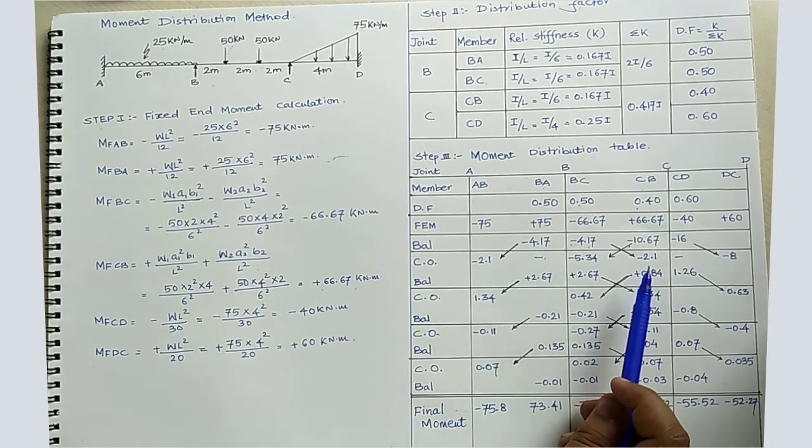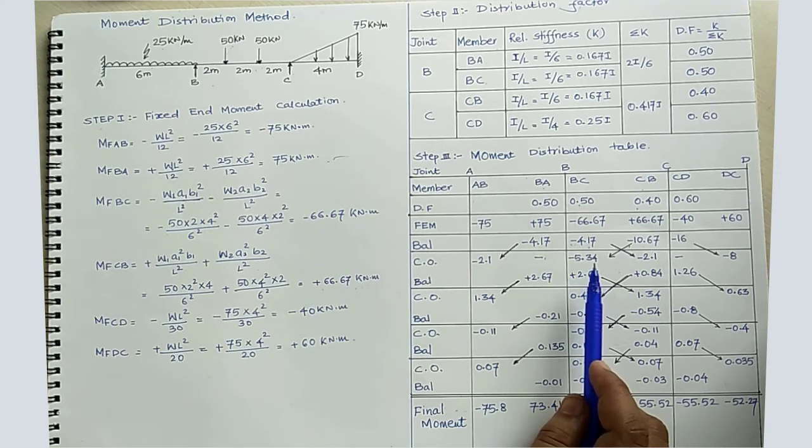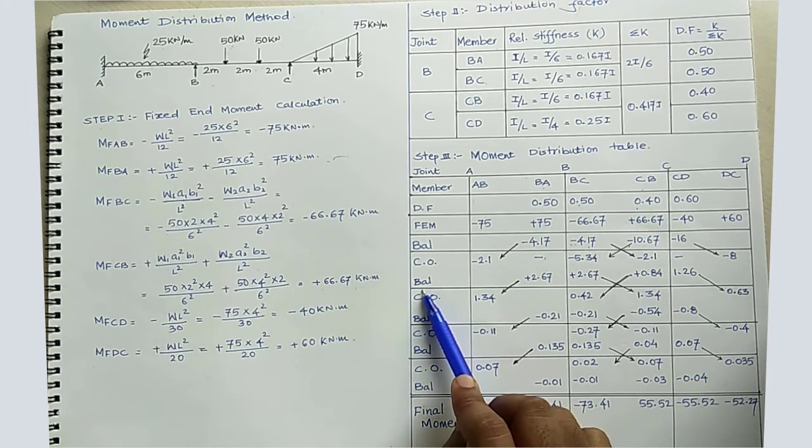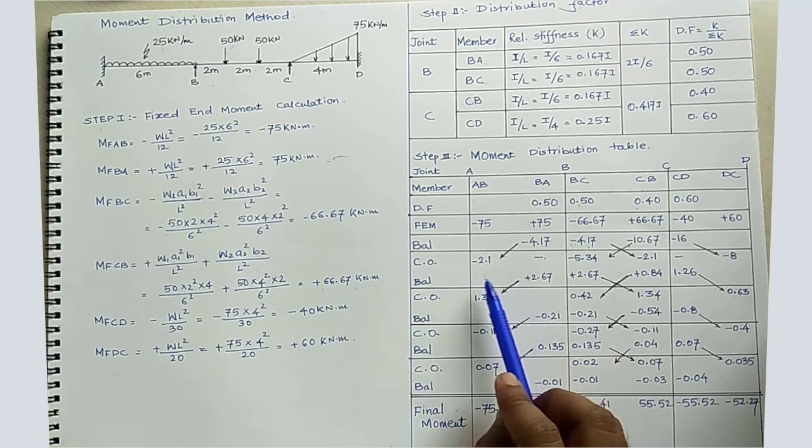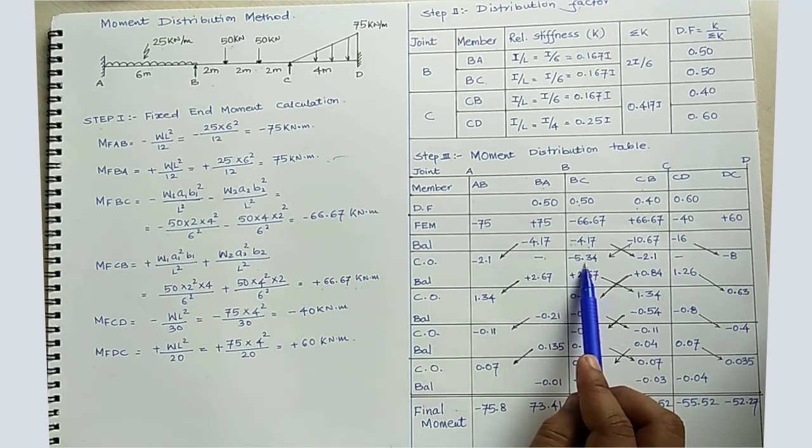Now due to this carryover, an additional moment came into the picture, due to which these joints again become unbalanced. So this additional moment we again have to balance. The next step will be balancing the moment. So we have to balance this additional moment, which is minus 5.34.